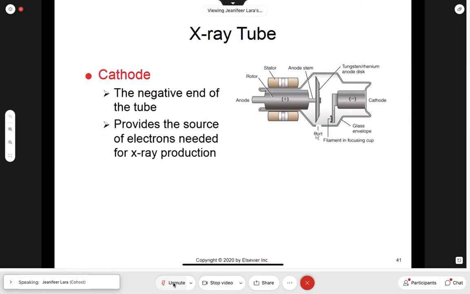What is that word called? Can you see that word, Javier? Is it the filament in the focus? No, the port. What does this word say right there? Port.